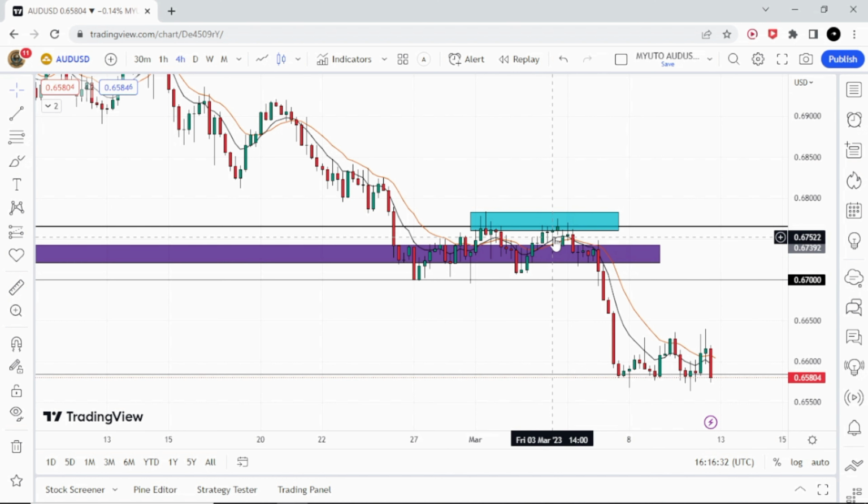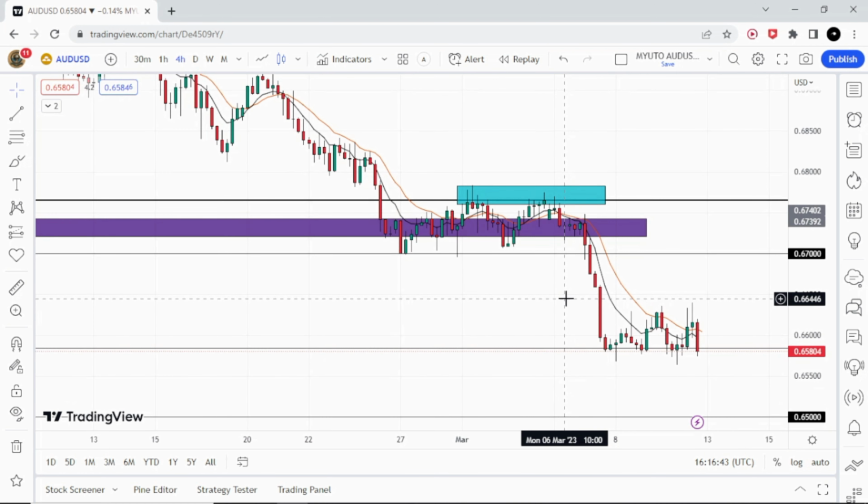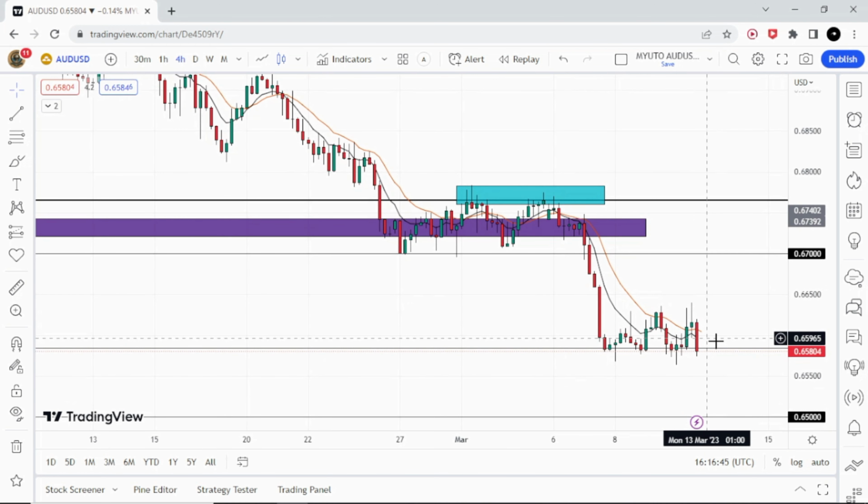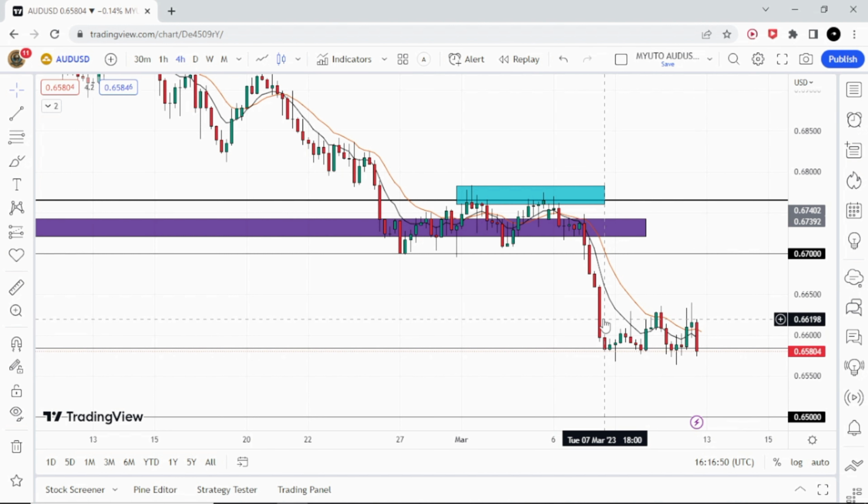So last week I anticipated price to find resistance at this exact level again and begin to roll over. My target level was 0.6600. Price eventually hit my target. On Tuesday, sorry, this was on Tuesday when price hit my target level. I got what I wanted from the market and I left the market.